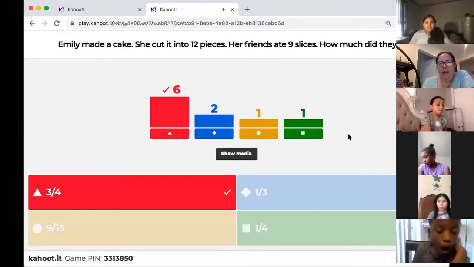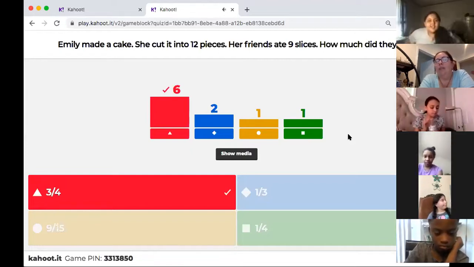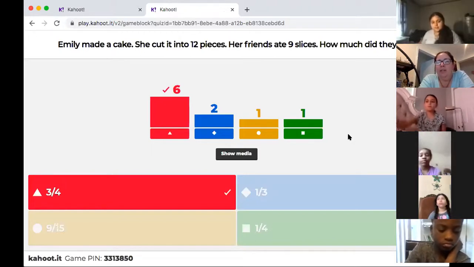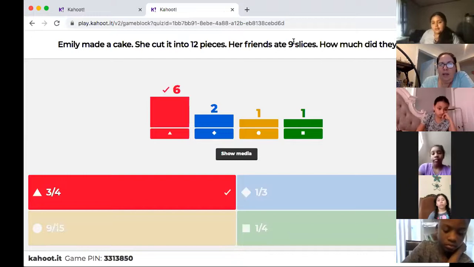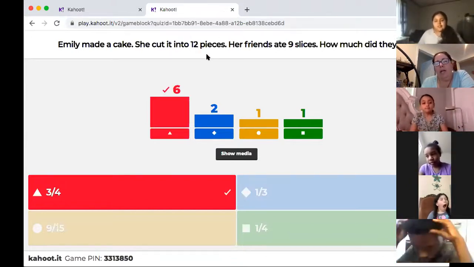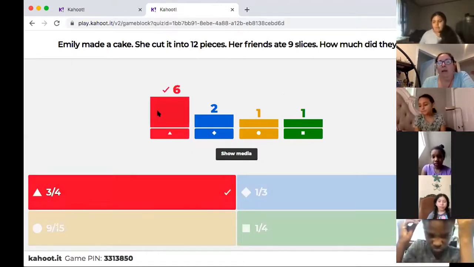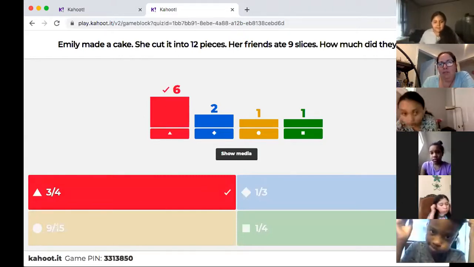Nicely done. Yes, so they ate 9/12 of the cake and they needed to use the reducer to find an equivalent fraction, right? So 9 divided by 3 is 3 and 12 divided by 3 is 4. We divide the numerator and denominator each by the same number, and we get the equivalent fraction 3/4.